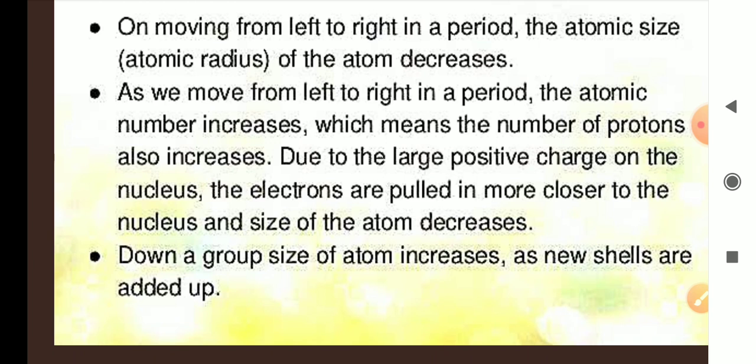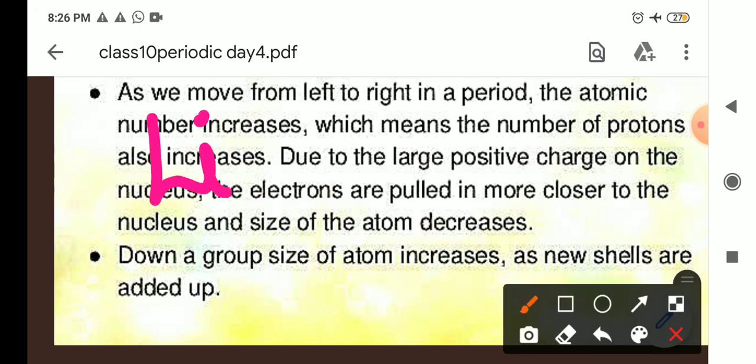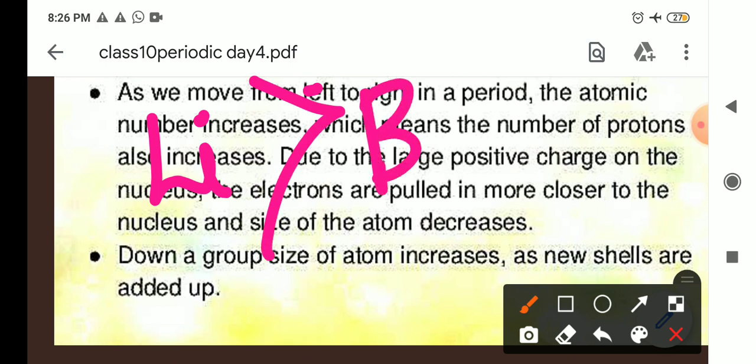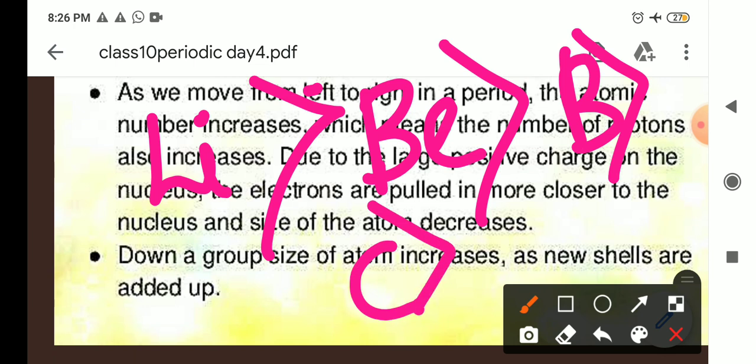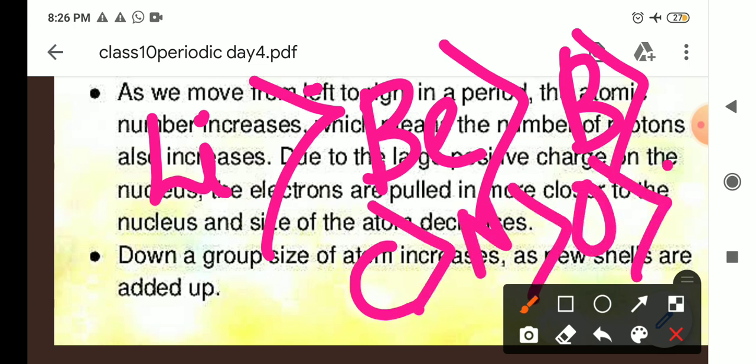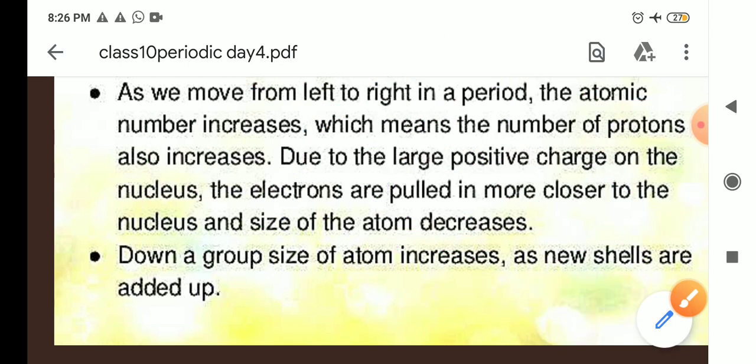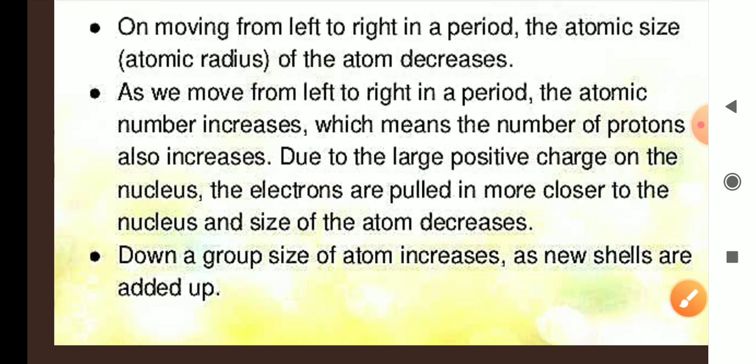So if you see the size of the second period elements, lithium is greater than beryllium, greater than boron, greater than carbon, greater than nitrogen, greater than oxygen, greater than fluorine. Okay. The atomic size of noble gases in the corresponding period is largest. So after fluorine there is neon. So neon has the largest atomic size.